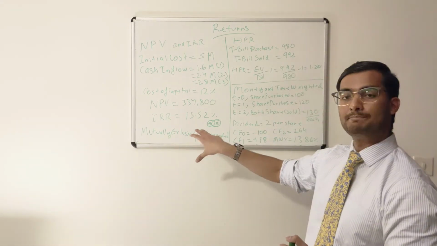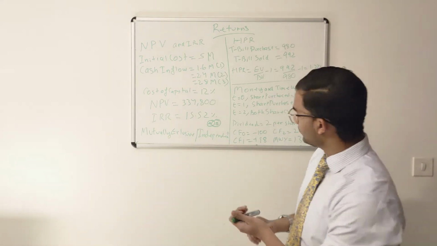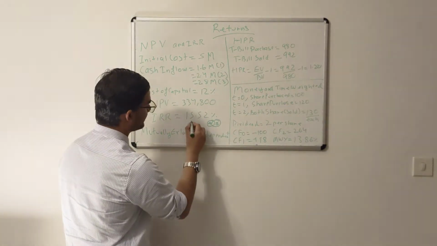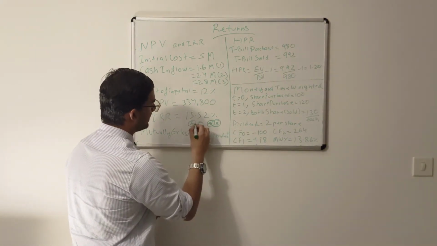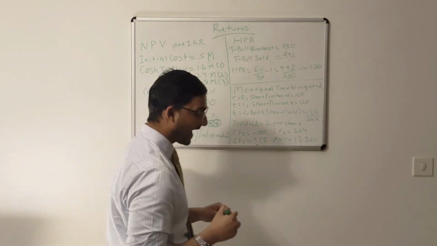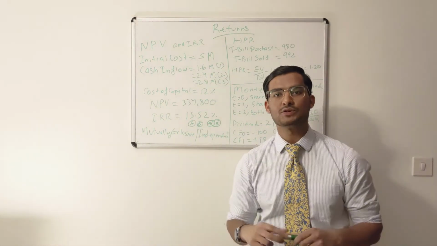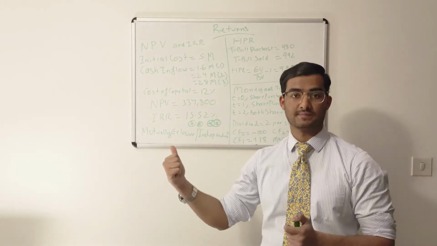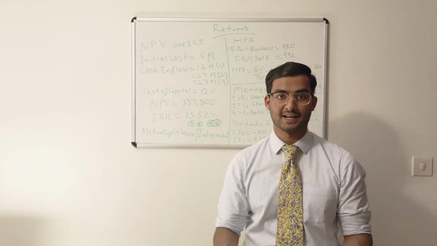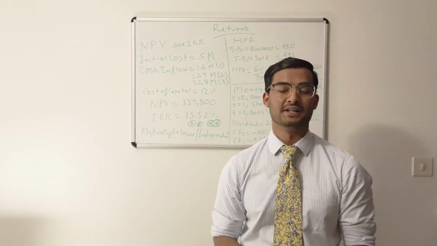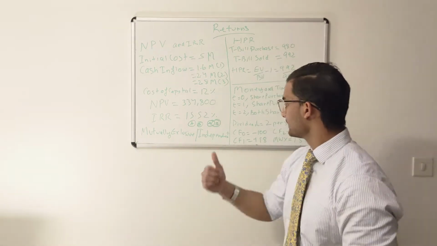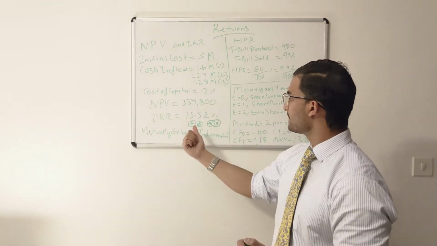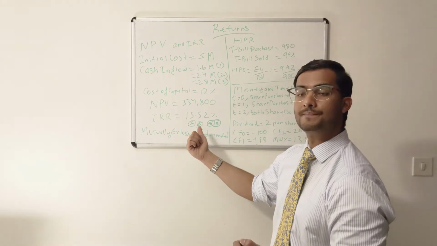However, when it comes to independent projects, you have two investments, A and B, and they are both independent of each other. Here, you can choose both investments if you have the cash, if you have the money to, and you can go on with both investments.